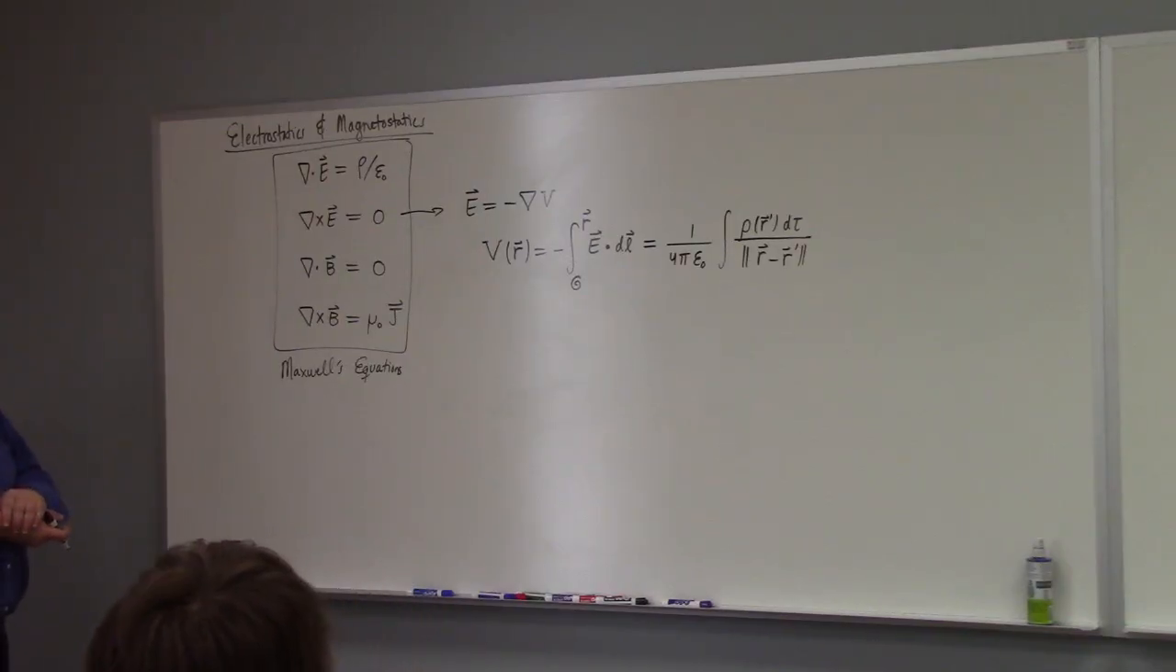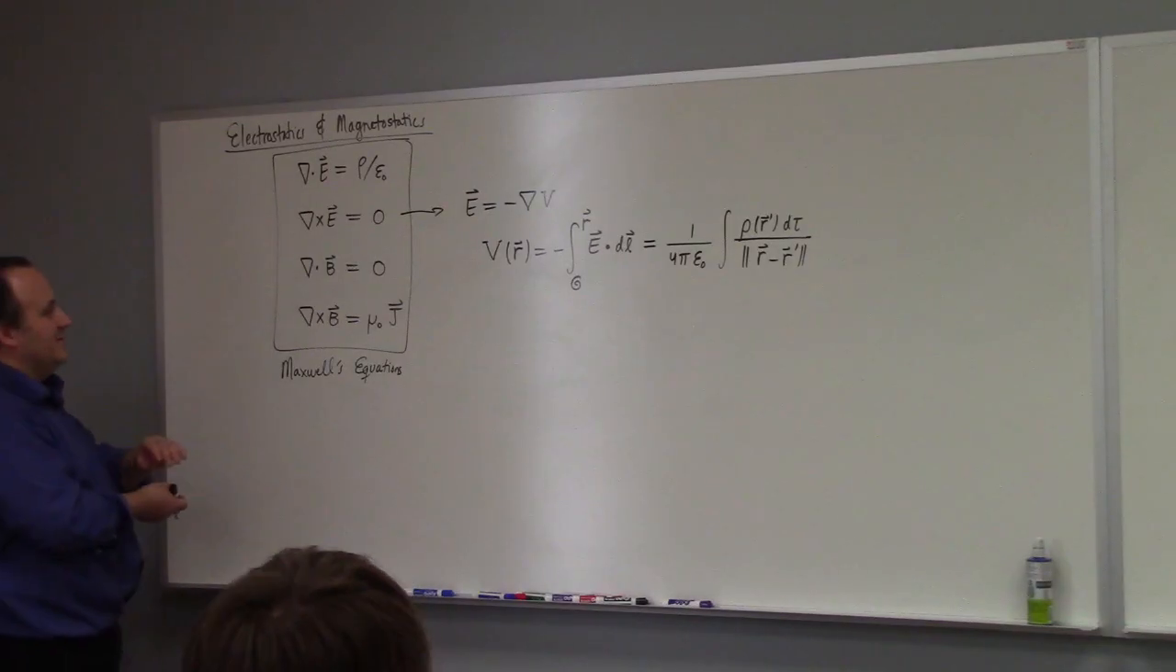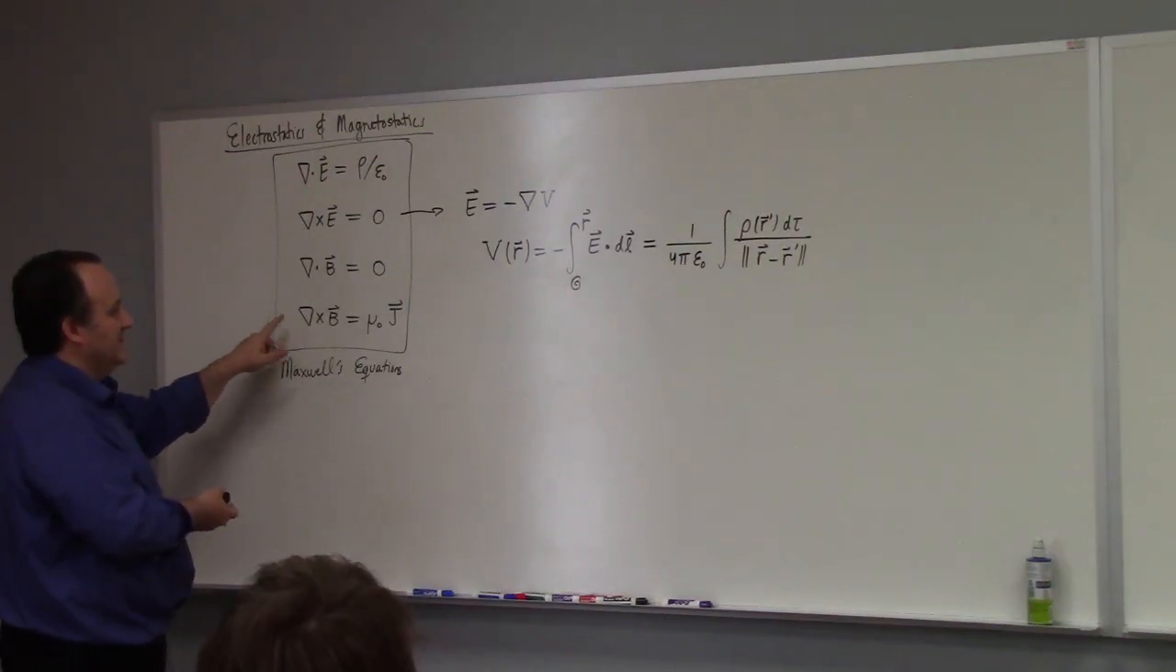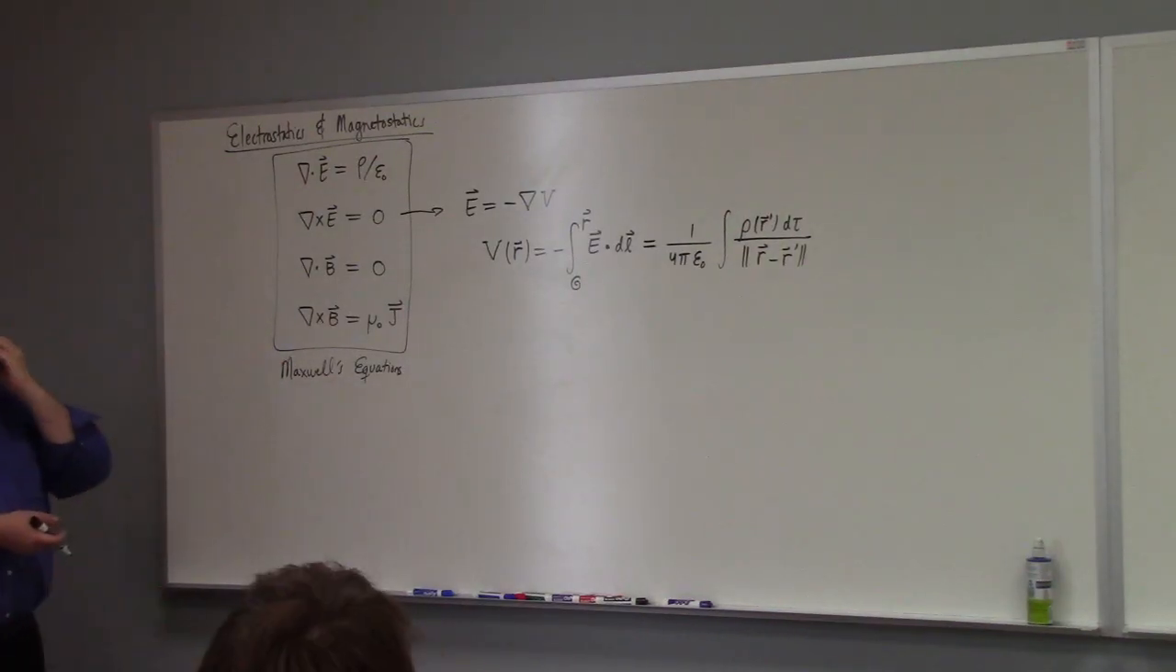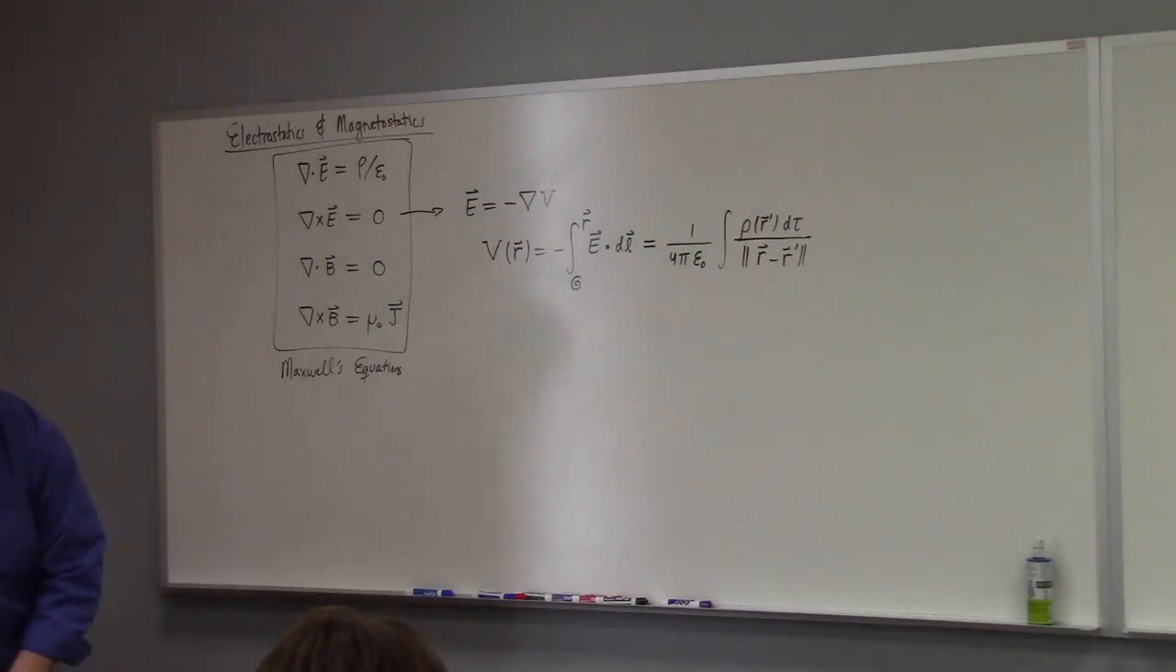I think so. Now, this here, the curl of B is mu naught times J. What does that mean?